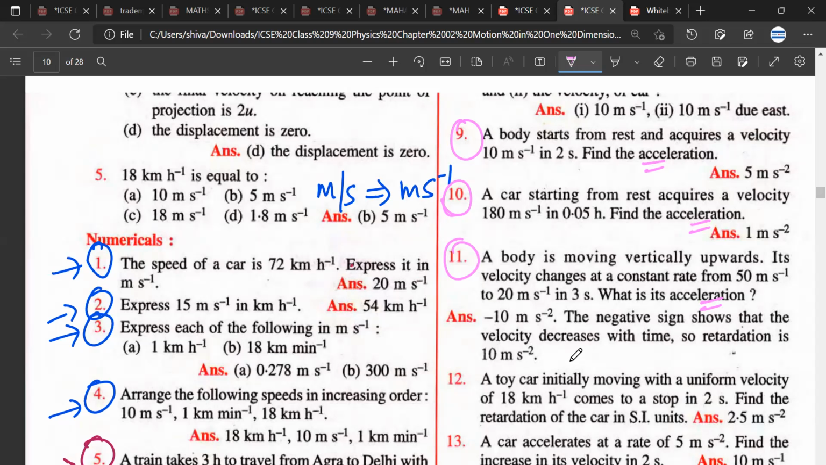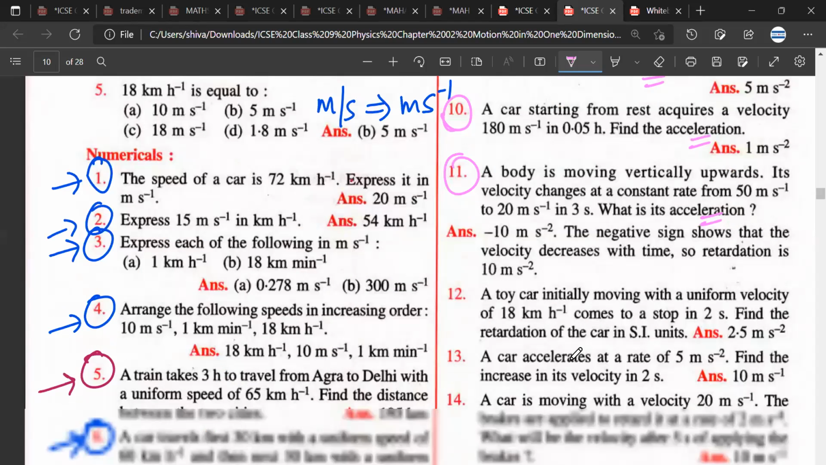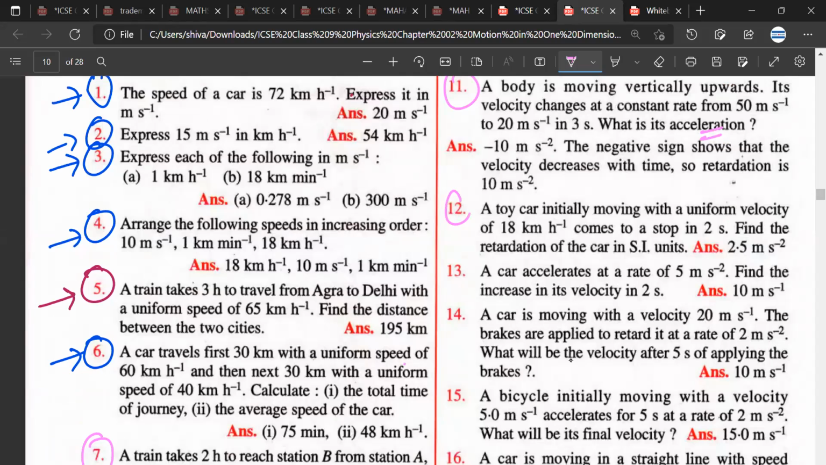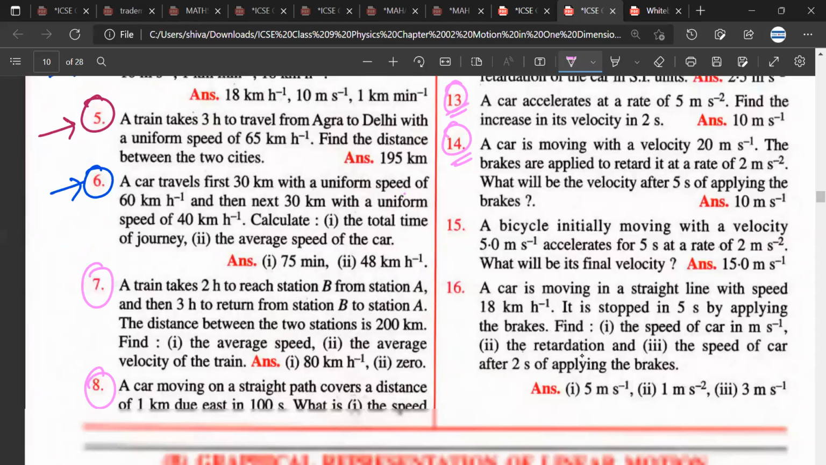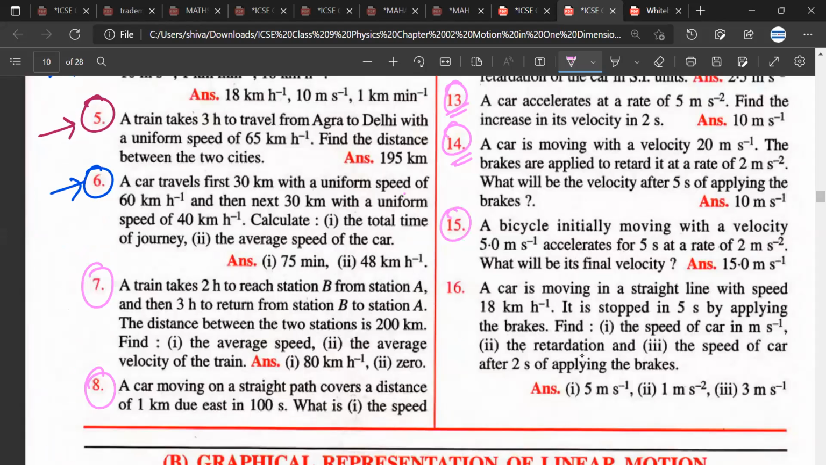Question number 9, 10, 11, 12, 13, 14, and 15. The PDF has already been sent to you. You can just note down the formula for acceleration. It is a very simple formula.